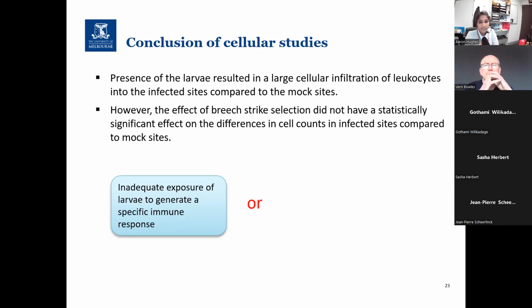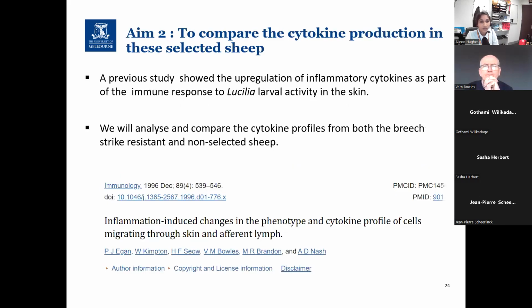So my second aim was to compare the cytokine production in these selected sheep. There have been previous studies showing that there's an upregulation of inflammatory cytokines as part of the immune response to Neisseria larvae. In this study, I'm going to compare the cytokine profiles from both Flystrike selected and non-selected sheep.